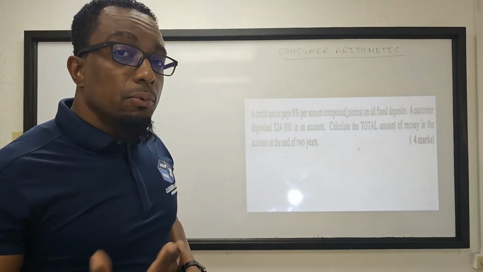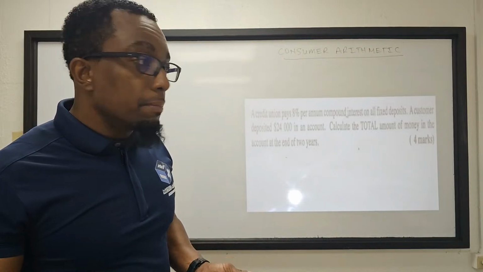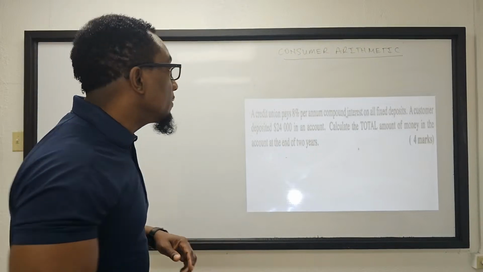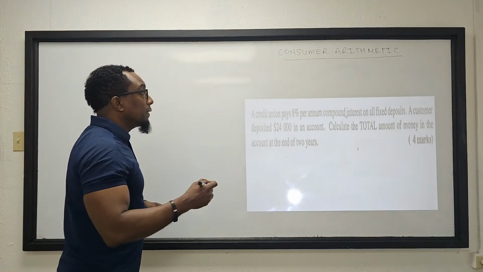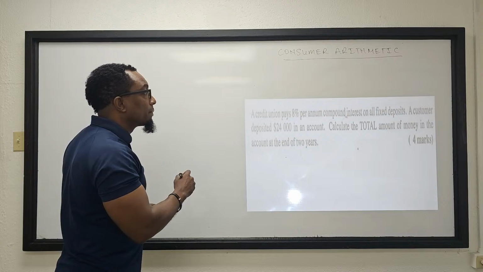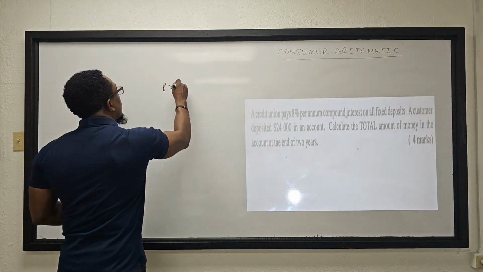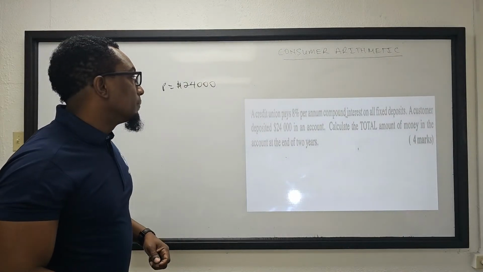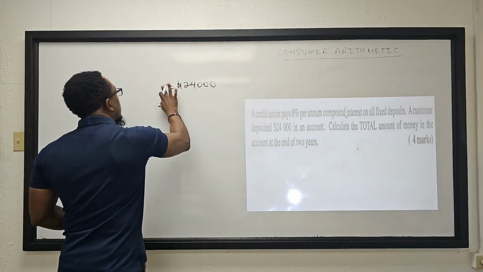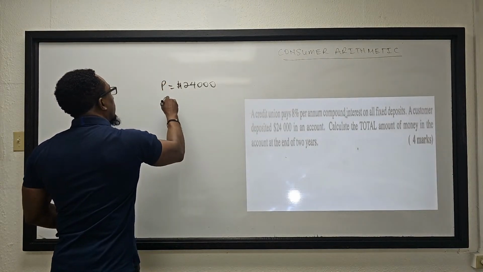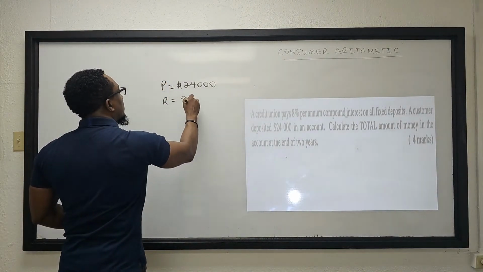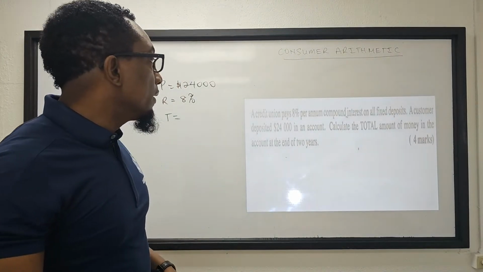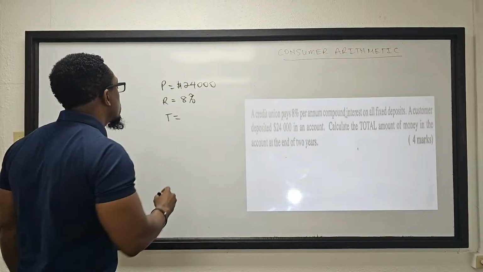Or we can use the short approach, which is the formula approach. To calculate the total amount of money in the account at the end of the 2 years, let's state what information we have first. We have the principal, which is $24,000. We have the rate, which is 8%. We have the time, which is 2 years.